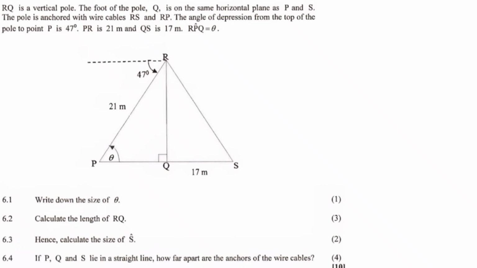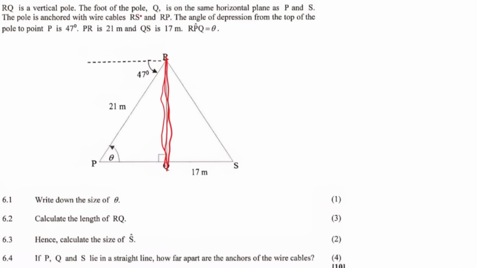All right, today we are doing trigonometry. We are focusing on angle of elevation and angle of depression problems. We call them 2D problems. All right, it says RQ, it's a vertical pole. So we have got RQ.